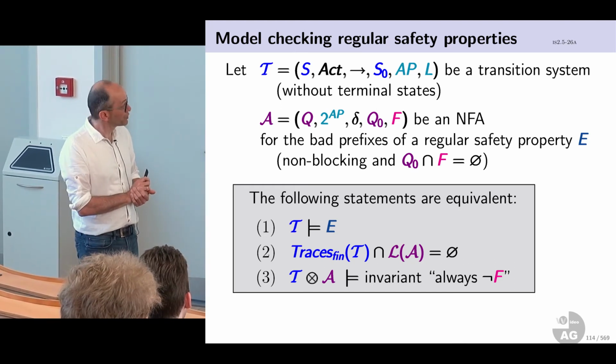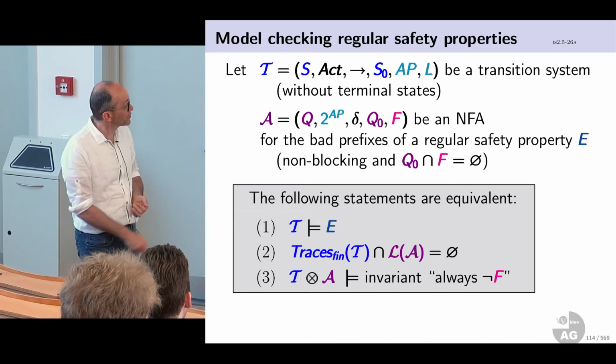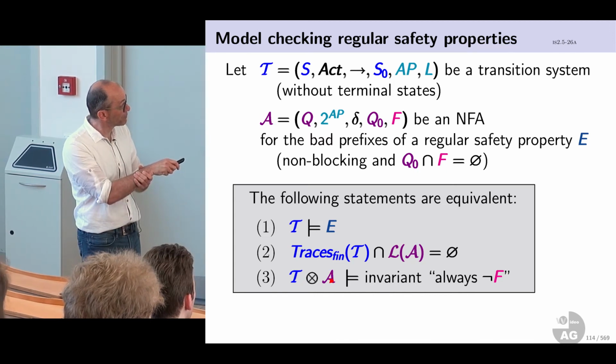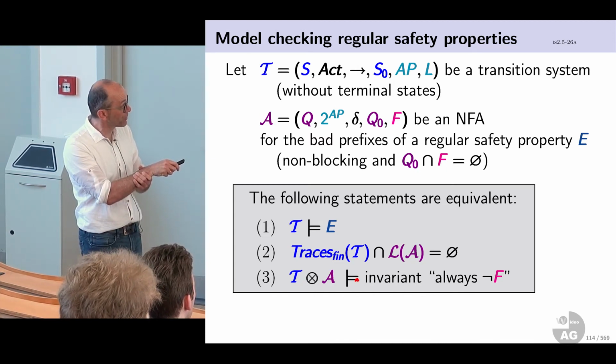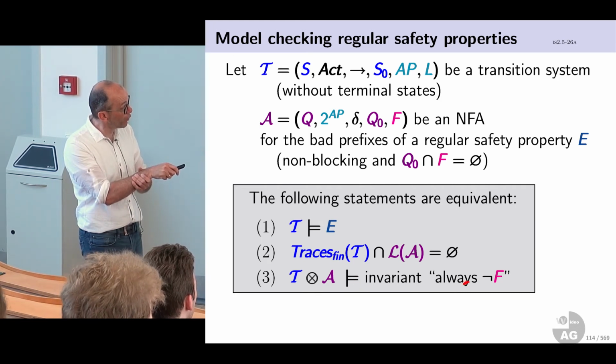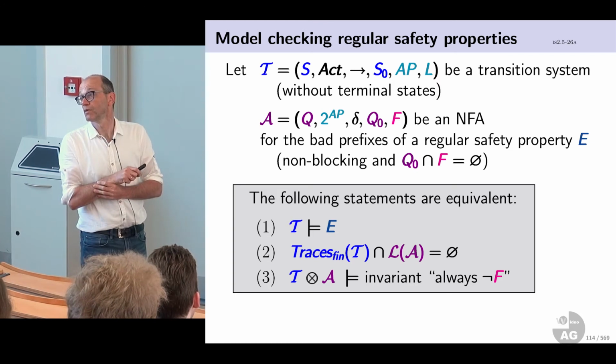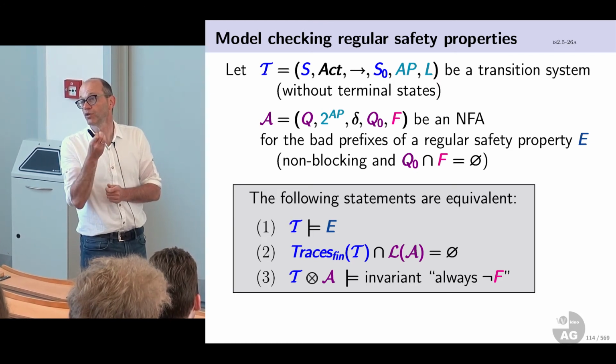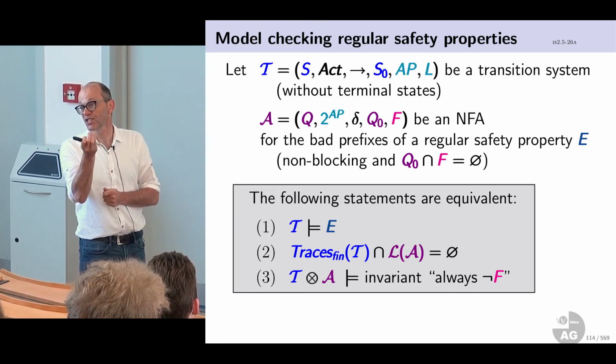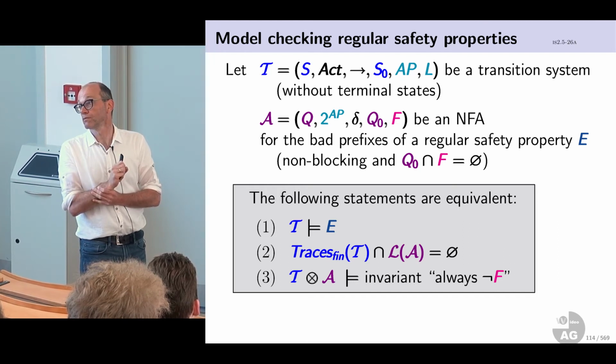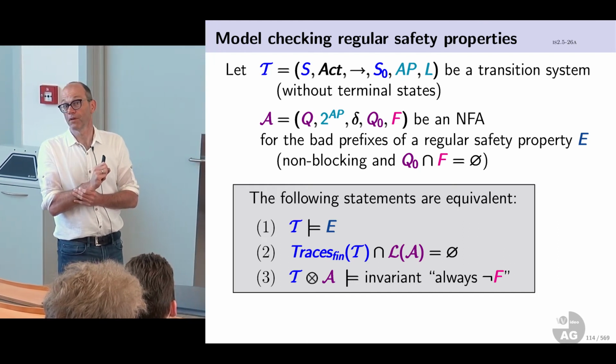1 and 2 are also equivalent to the third statement that says the product of T and the bad prefix automaton satisfies the invariant property that always not F holds. Phrased differently, you cannot reach an accepting state in the product. That's what it says.